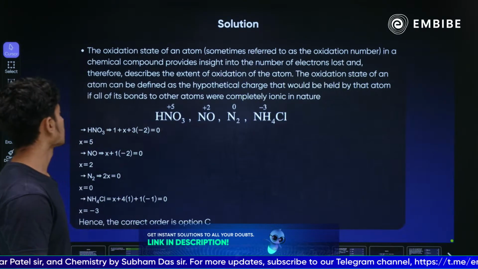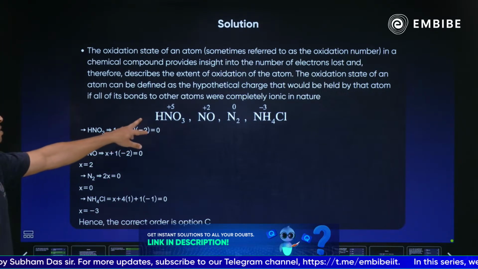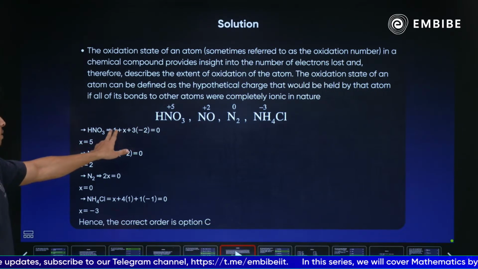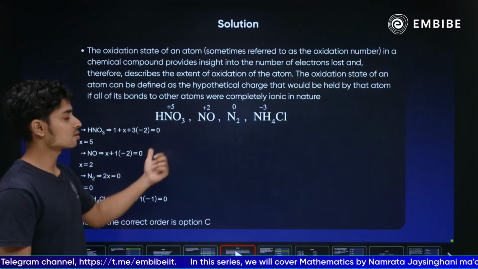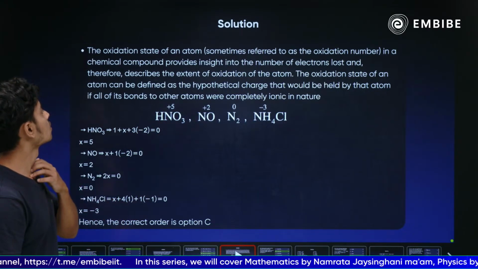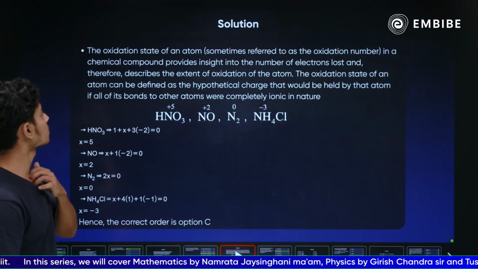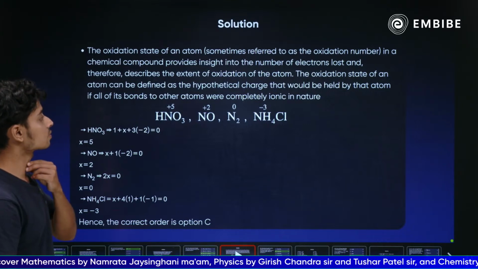Okay, so in HNO3, it's just a calculation. The oxidation state of hydrogen is +1, nitrogen is X, and oxygen has an oxidation state of -2. The oxidation state of an atom, or oxidation number, in a chemical compound provides insight into the number of electrons lost, and therefore describes the extent of oxidation of the atom.